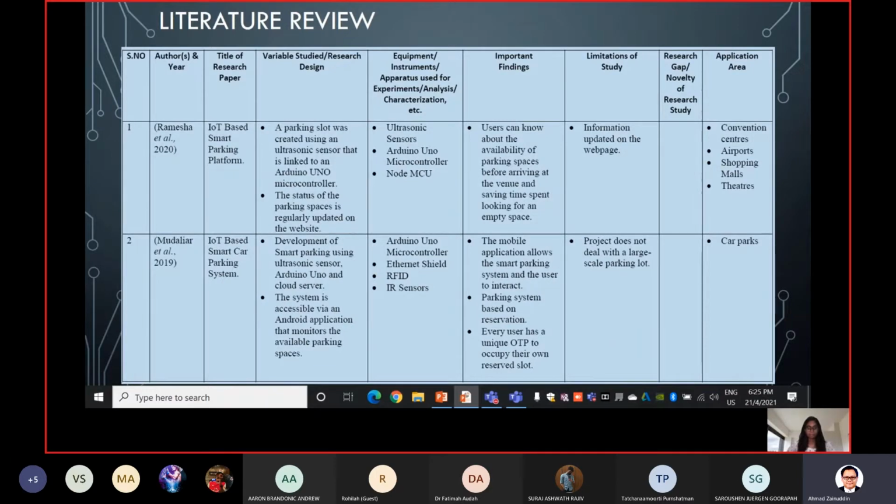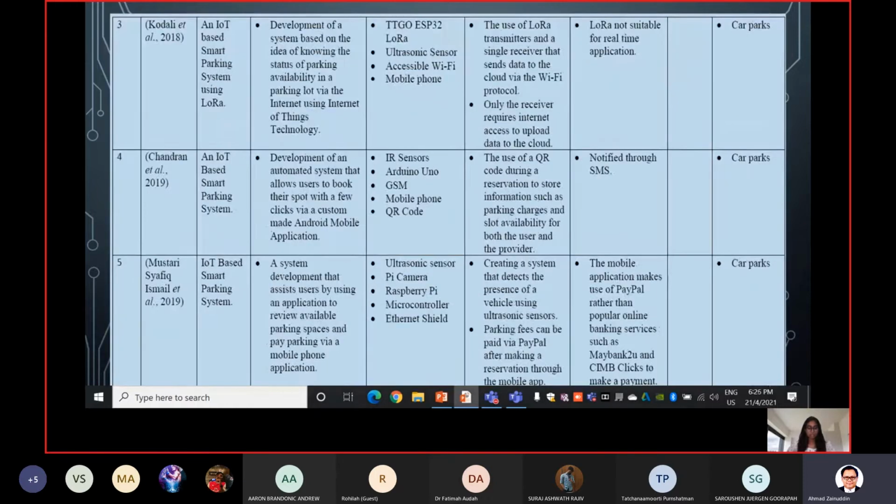The third paper utilizes a LoRa transmitter and a single receiver to transmit data to the cloud using the Wi-Fi protocol. Next, it was discovered that a QR code is used during a reservation to store information such as parking charges and slot availability for both the user and the provider. Finally, using an ultrasonic sensor, the system detects the presence of a vehicle, and after making a reservation through the mobile app, parking fees can be paid via PayPal.